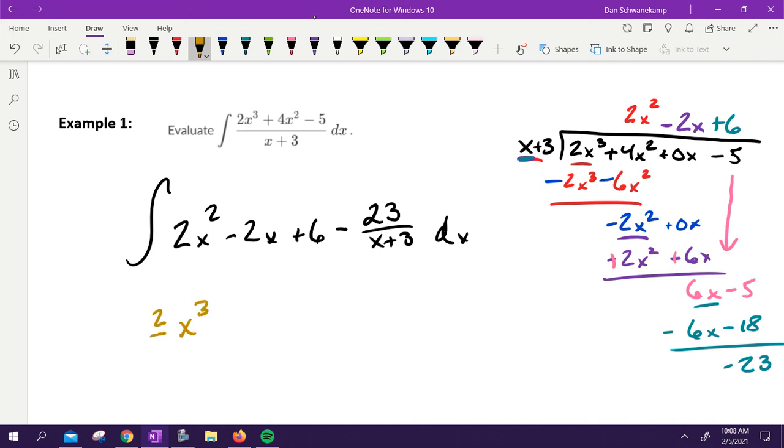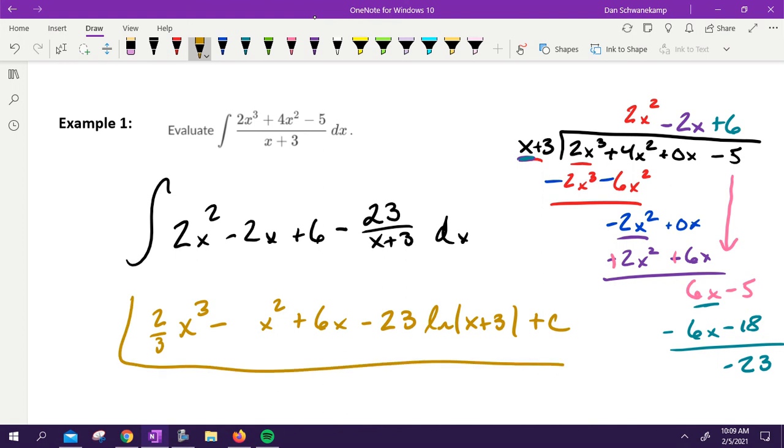2/3 x cubed. We add 1 to my exponent, divide by my new exponent. Minus 2x, I add 1 to my exponent, divide by my new exponent. 6x, I add 1 to my exponent, it's just 6x. Then this guy, okay? If you did it right, you just have an x to the first power on bottom, so that's a natural log one, okay? Minus the 23 comes out in front. Natural log, absolute value, x plus 3 plus c. That is my antiderivative. It takes some work to get there, but that's what we're trying to do.